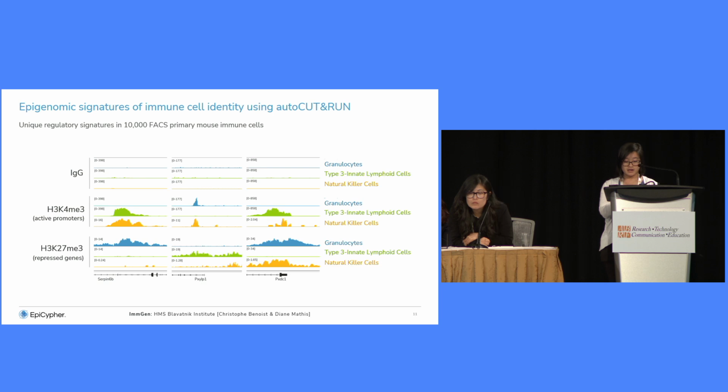And then here is just a flavor of the data revealing unique regulatory signatures in primary mouse immune cells, showing IgG, which is the top, and then H3K4me3, a mark of active promoters, and H3K27me3, a mark of repressed genes, for granulocytes, lymphoid cells, and natural killer cells. As you can see, each of these cells exhibit different landscapes.